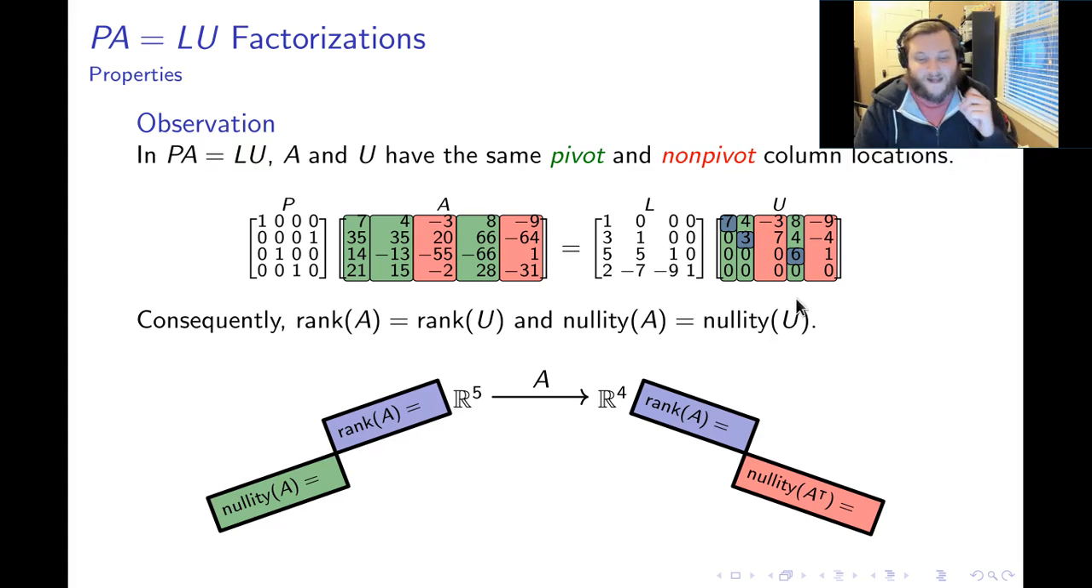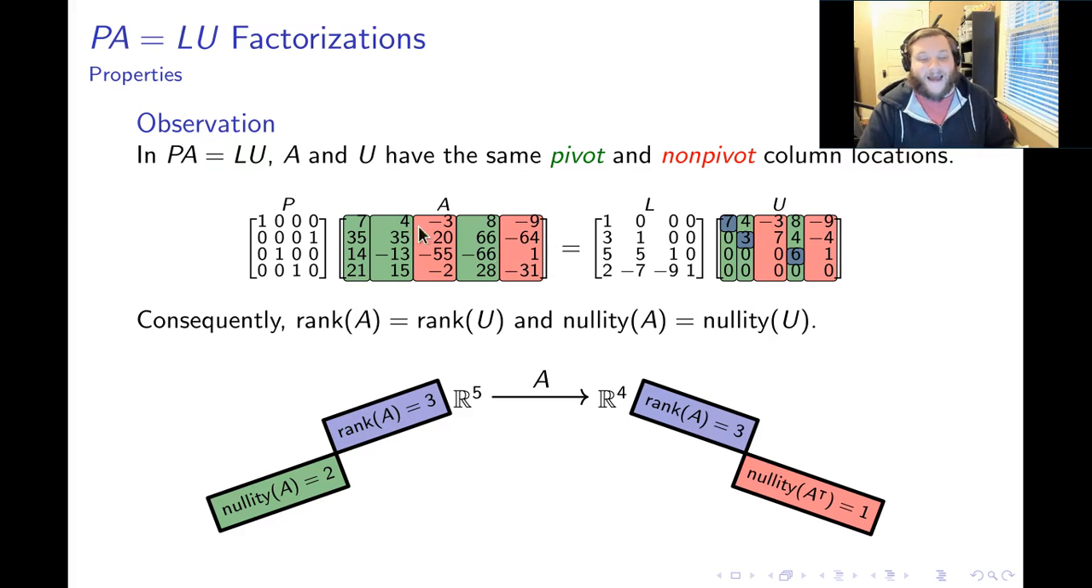Now in this example, we see that the rank of U is 3, so the rank of A is 3, and we can fill those numbers in here. We can use these numbers to figure out the nullity of A and the nullity of A transpose. Well, what number adds to 3 to get 5? That is 2. So we know the nullity of A is 2. And what number adds to 3 to get 4? Well, that's 1. So the nullity of A transpose equals 1.